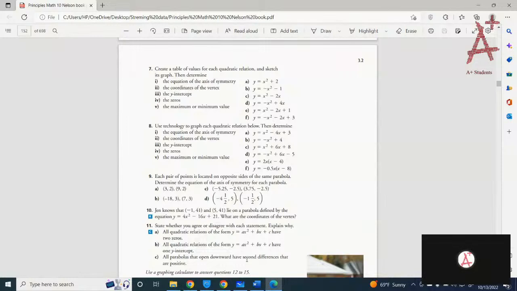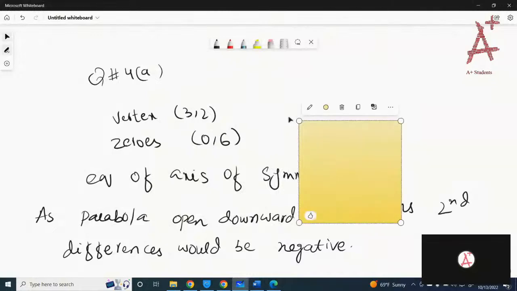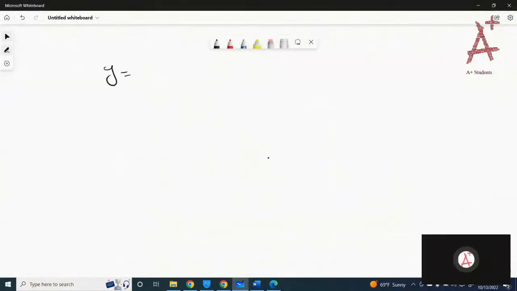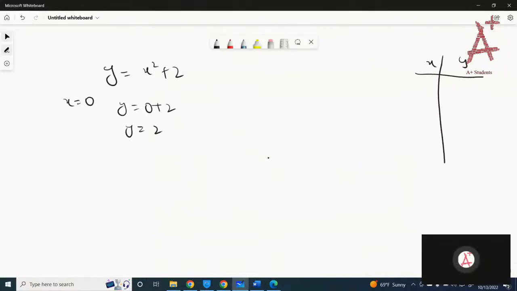So let's start with question 7a: y equals x squared plus 2. You have to plot the graph. For the graph, x is the independent variable. We have to use the values of x to find the values of y. So let's start when x equals 0. y equals 0 plus 2, so y equals 2. So when x is 0, y is 2.